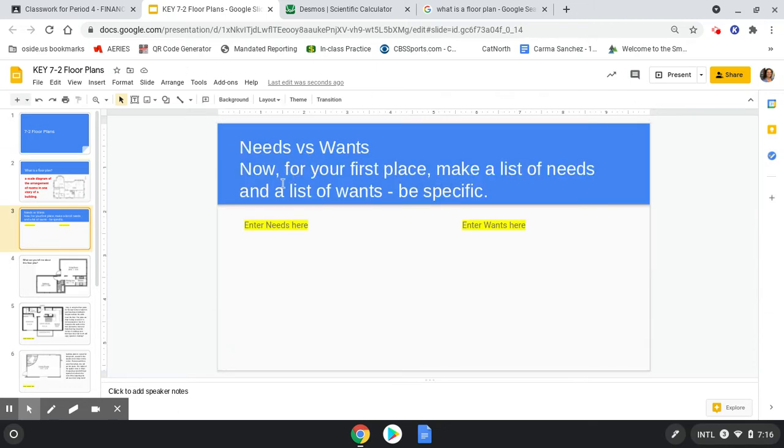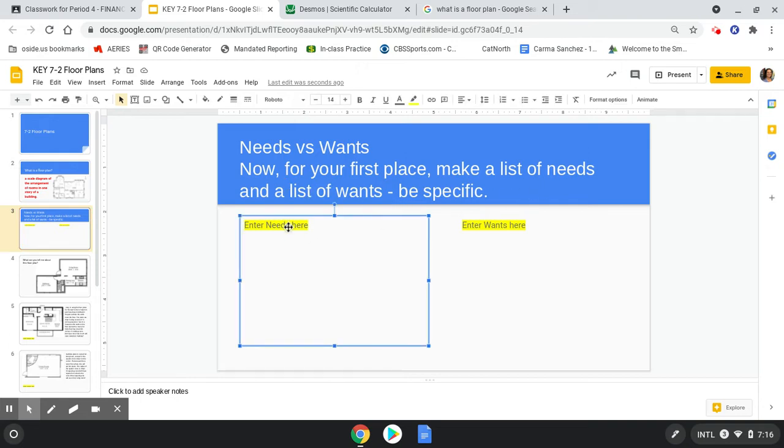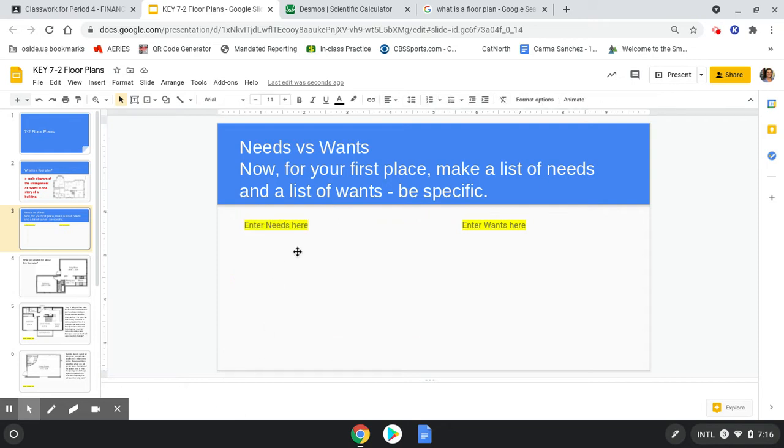Needs versus wants. For your first place, make a list of needs and wants and be specific. Now, I want you to think about how we're talking about 5 years into your career. So after your schooling, after the military, after you've gotten experience in your career, we're talking about 5 years into your career. Where do you think you're going to be living? So for Ms. Sanchez, again, I'm doing this personally. You're going to do what your needs and what your wants are.